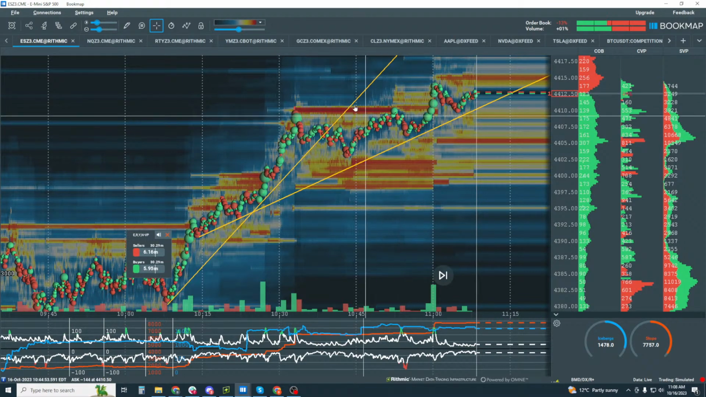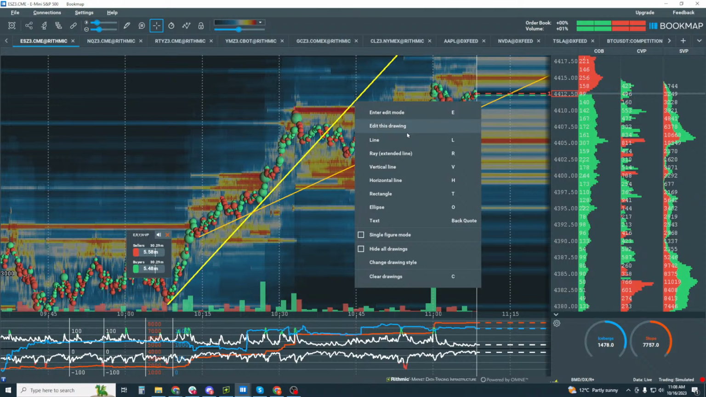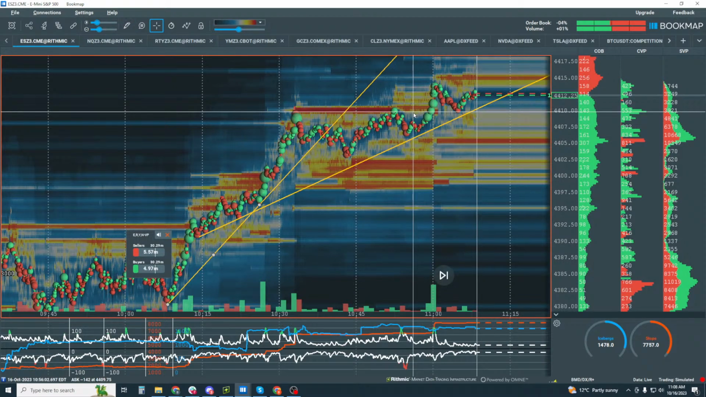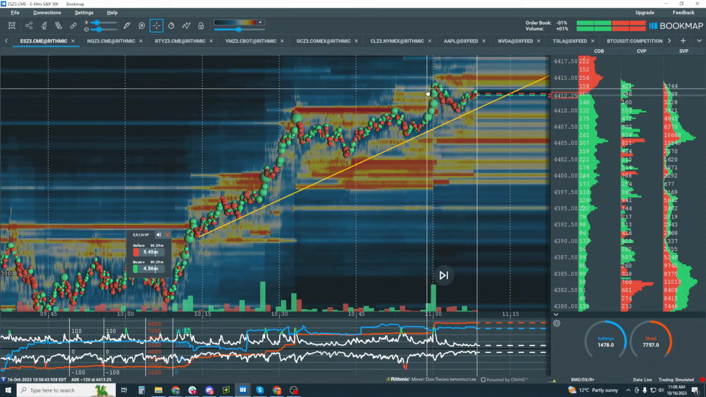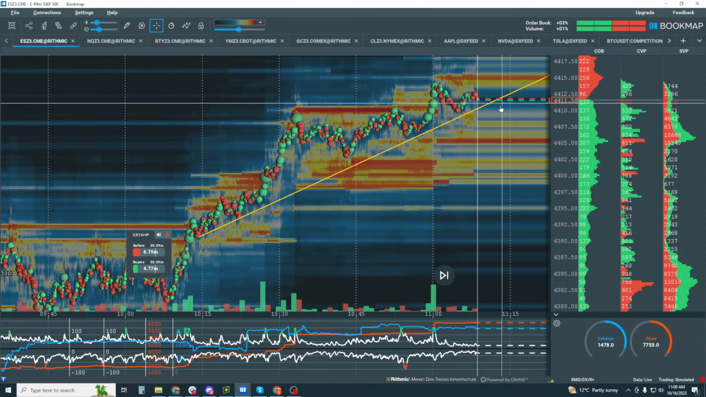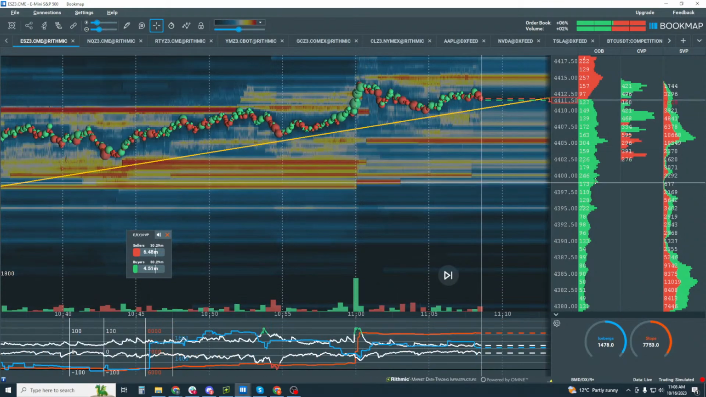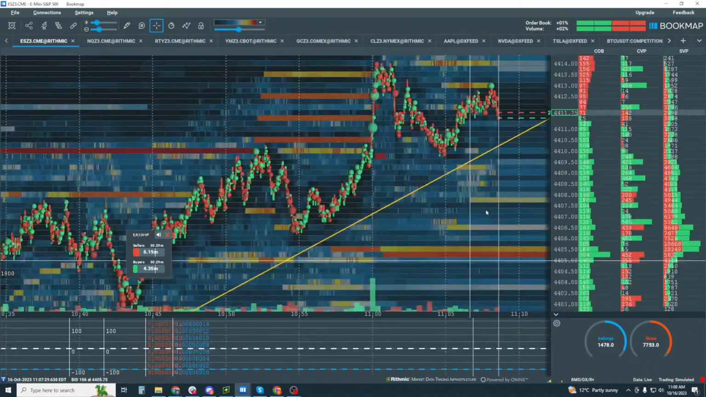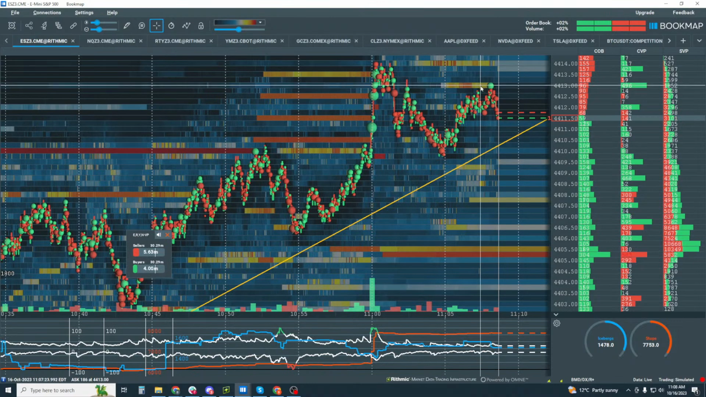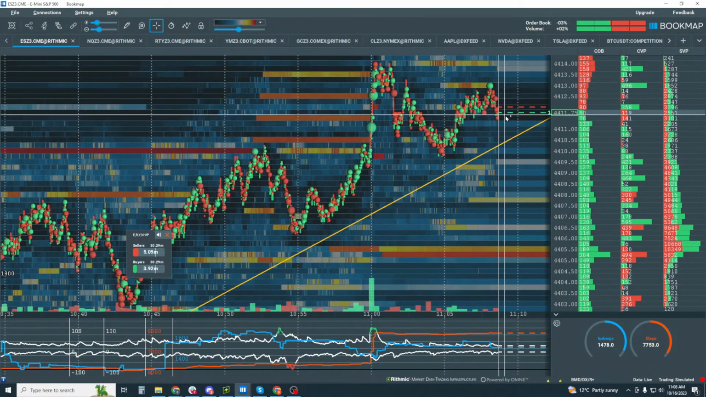We're still holding a trend, no question. There's some selling. A high liquidity at 13, some selling coming in.